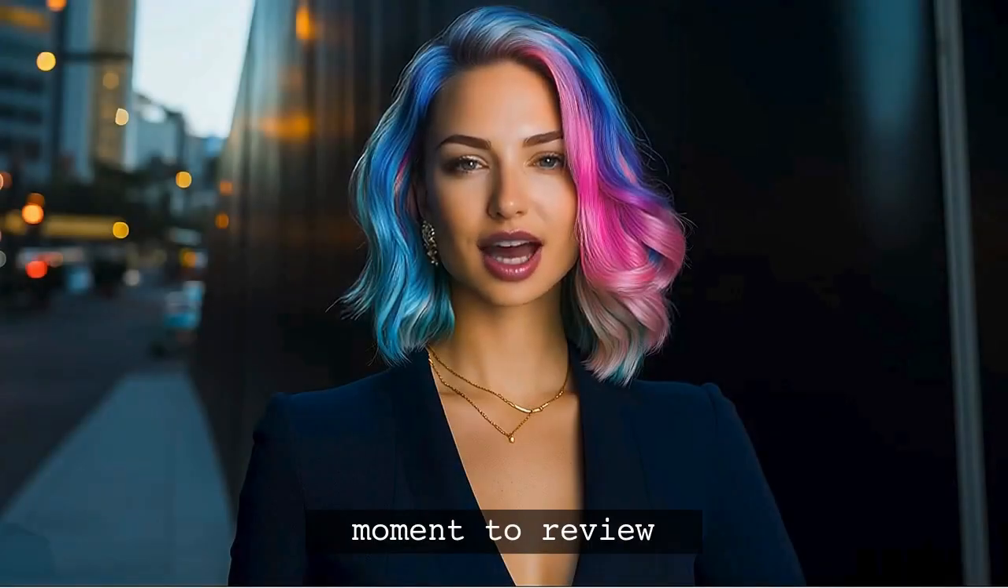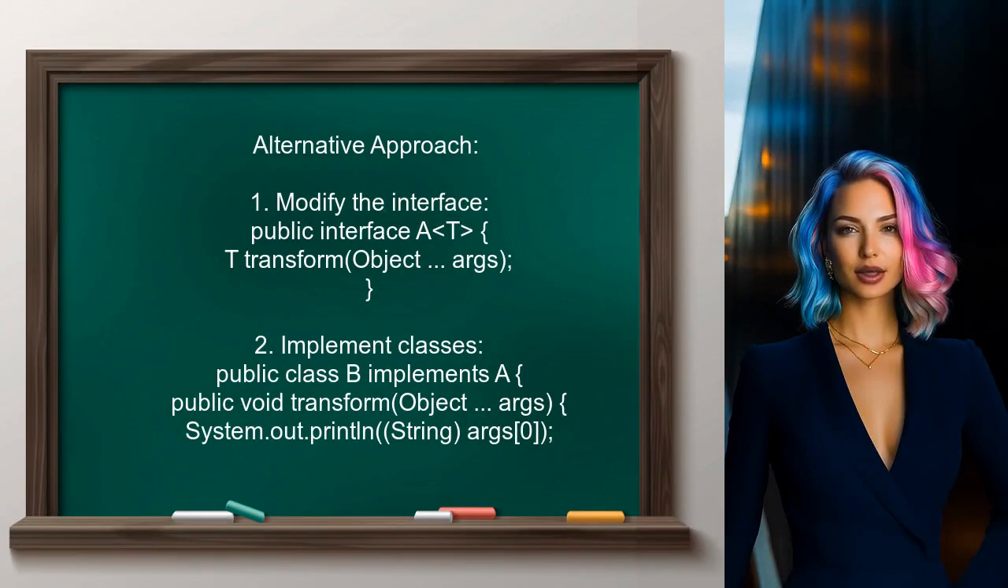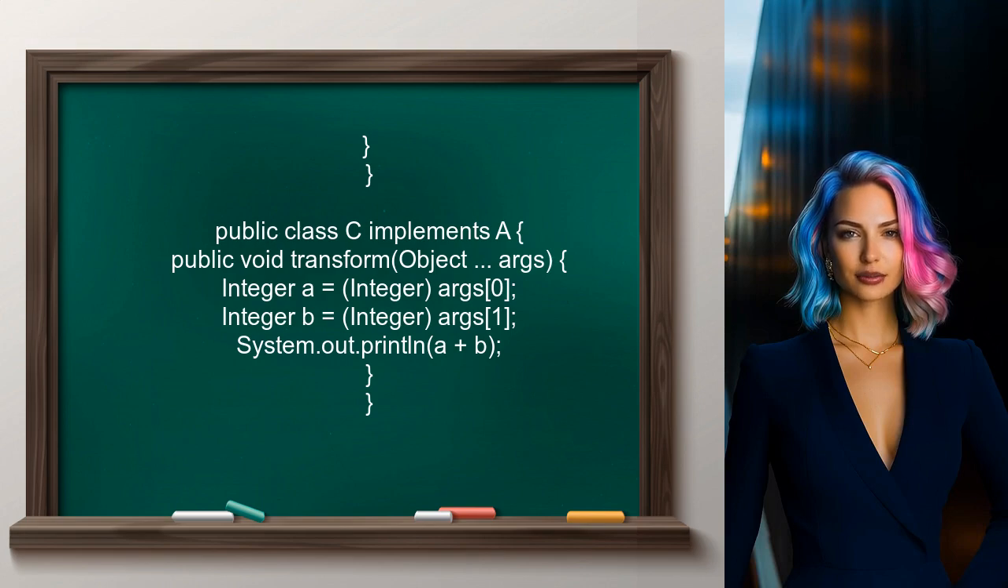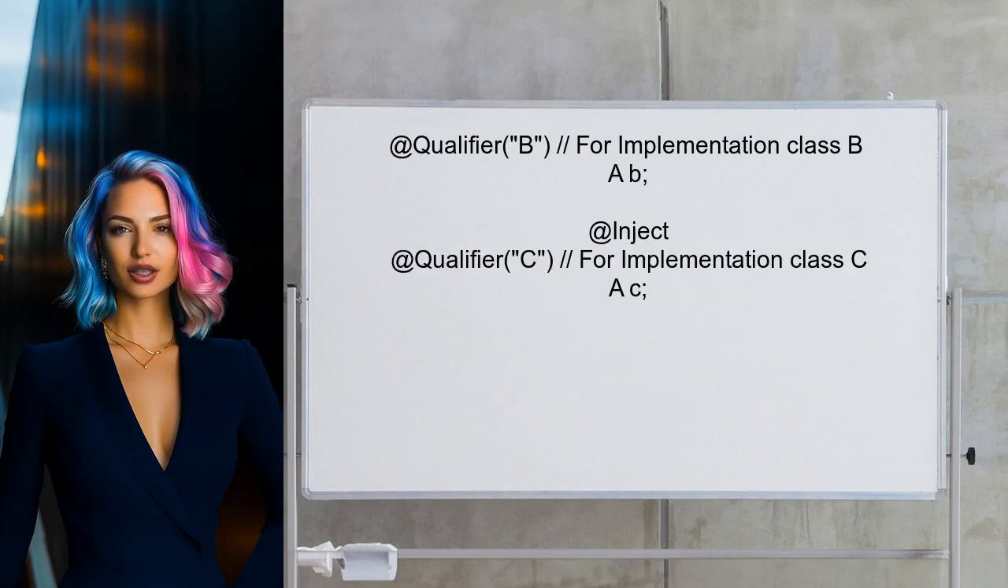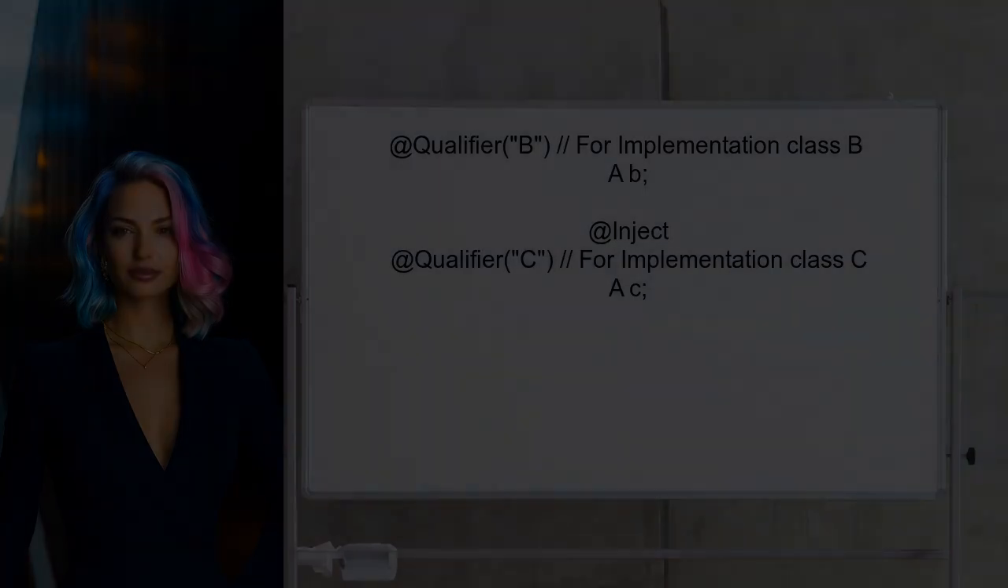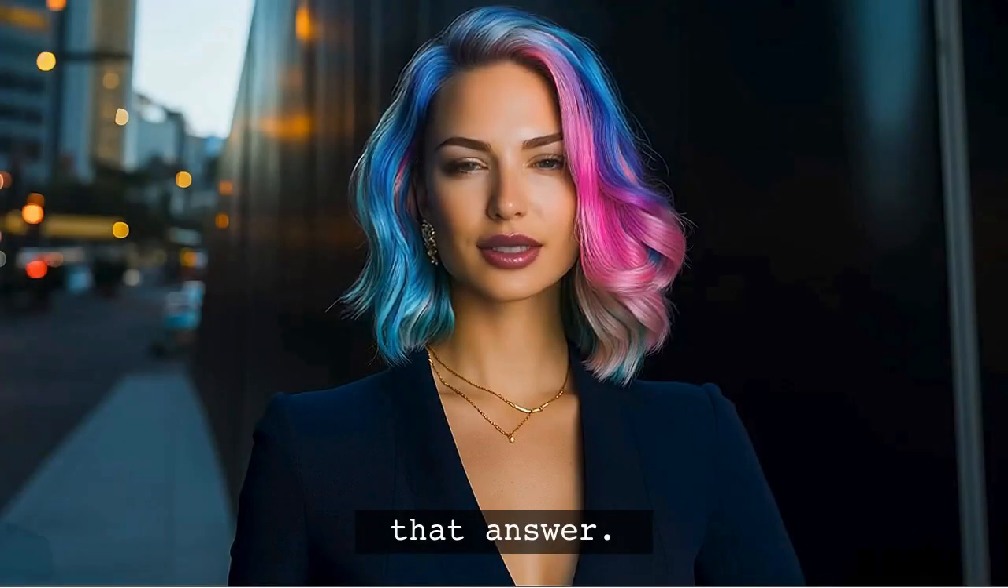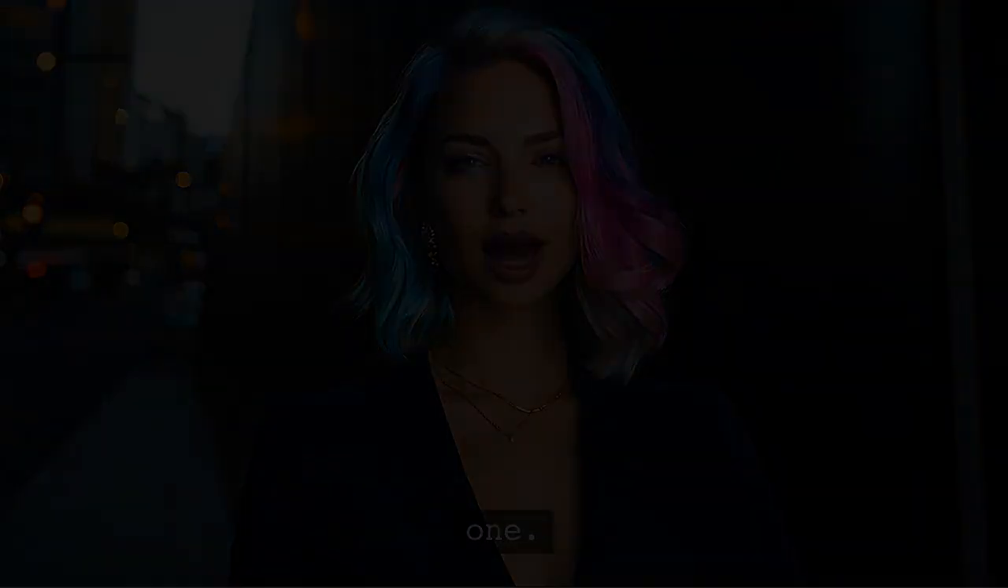Let's take a moment to review another user's answer. An alternative approach suggests modifying the interface to accept a variable number of arguments. The user proposes defining the transform method to take object arrays, allowing flexibility in the number of parameters. In the main method, instances of the classes can be created and the transform method can be called with varying arguments. This approach is particularly useful when using frameworks like Spring. That's all on that answer. Let's take a look at another one.